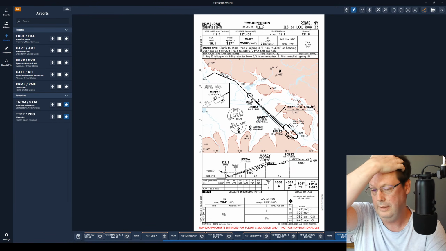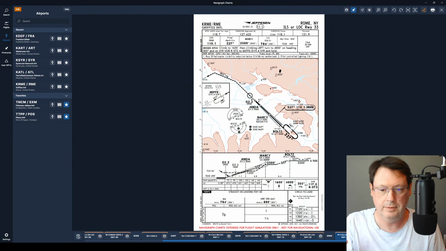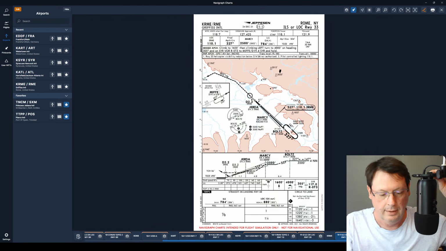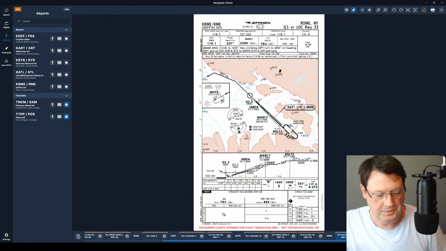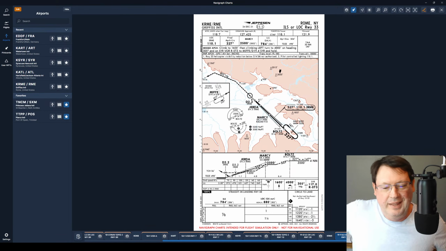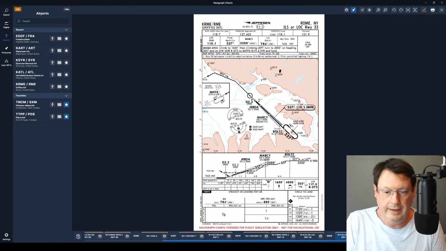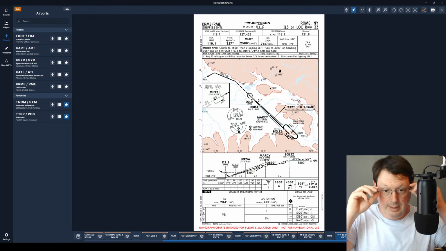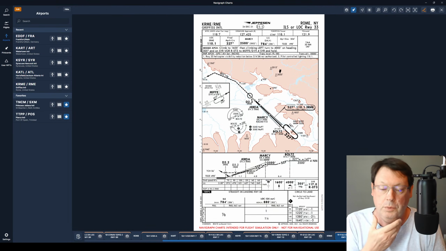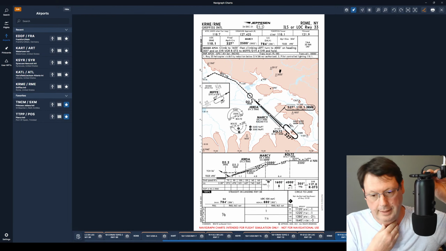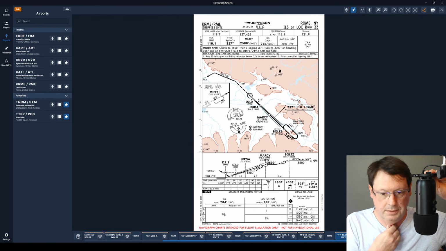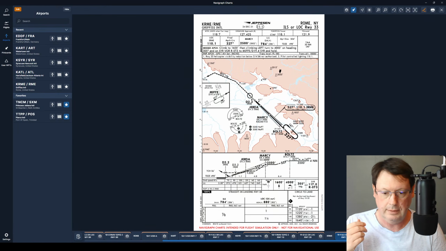In getting ready for this stream today, I actually learned a couple of things that they've added to the Jeppesen charts now to make things easier, which is good, because making it easier is good for pilots.